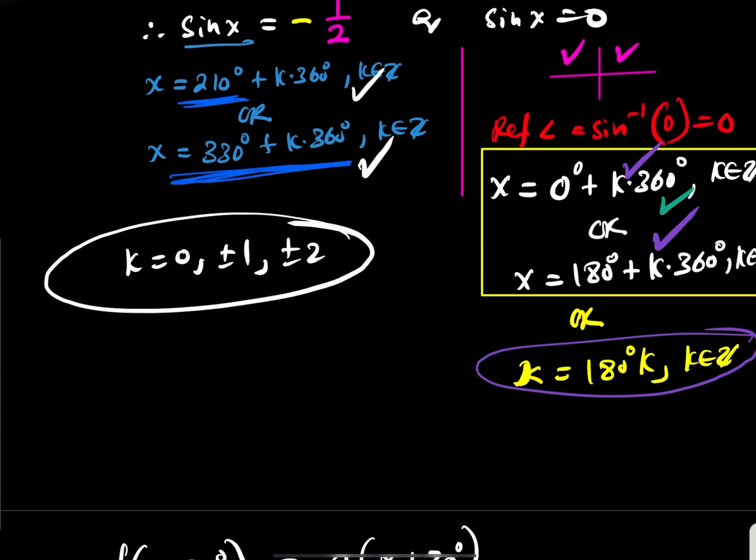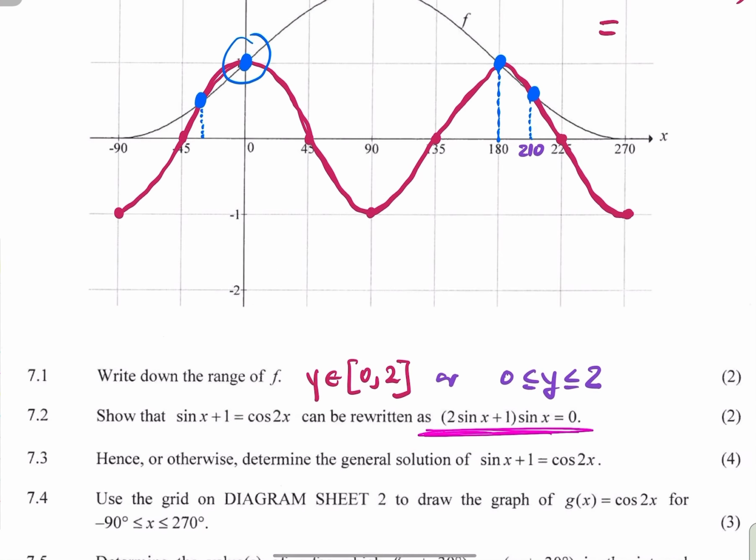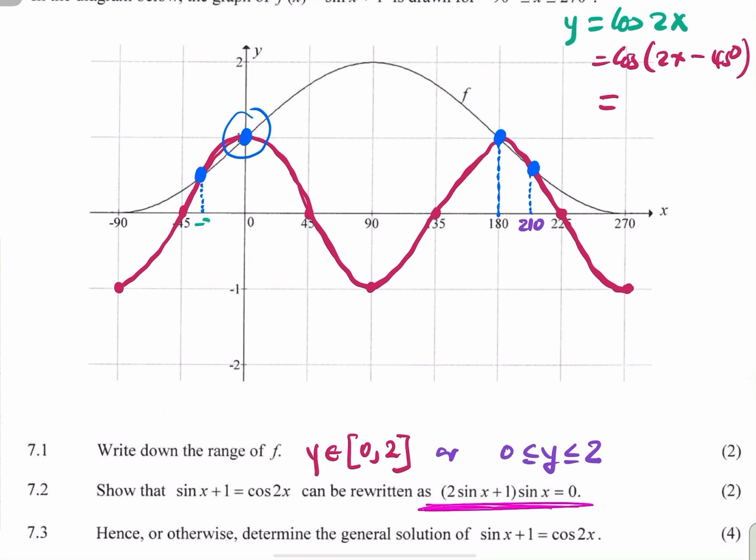I can't take positive 1, because if it's positive 1, I'm going to get a very big number here. Let me take negative 1. If I put a negative 1 there as k, I'm going to get 330 minus 360, which is negative 30 degrees. So it means this is negative 30 degrees. So we have now 4 points where they are equal: negative 30, 0, 180, and 210.